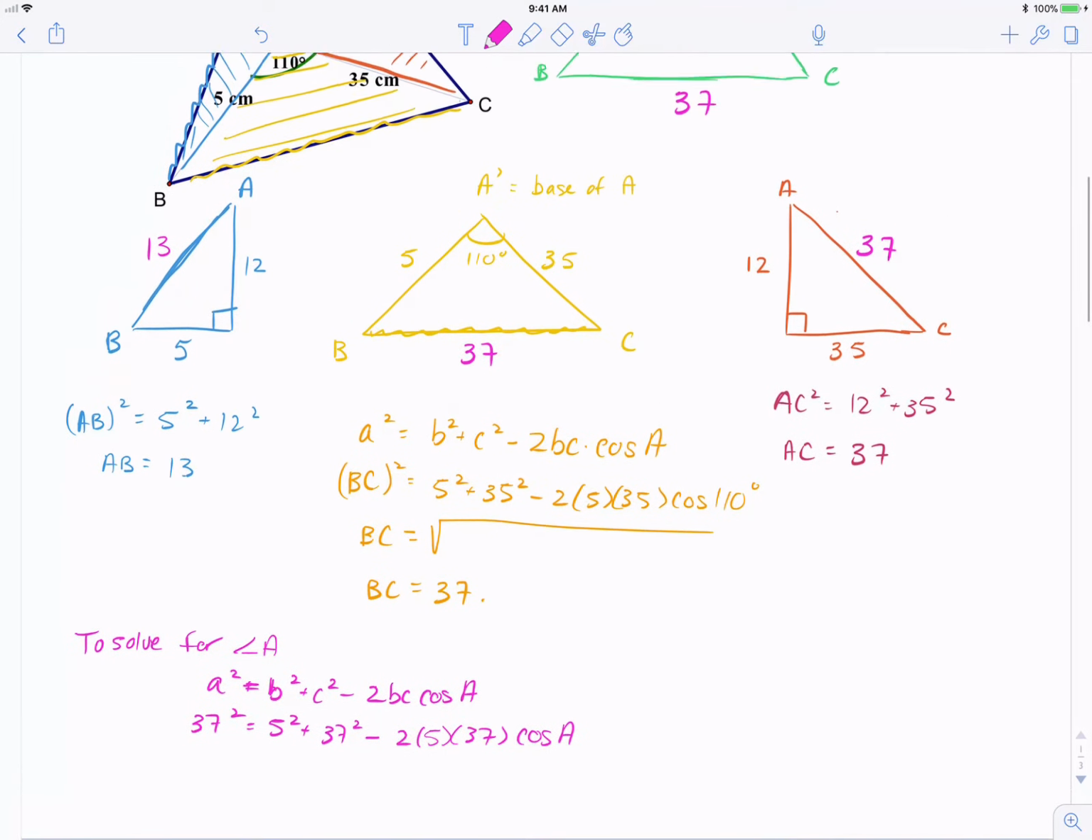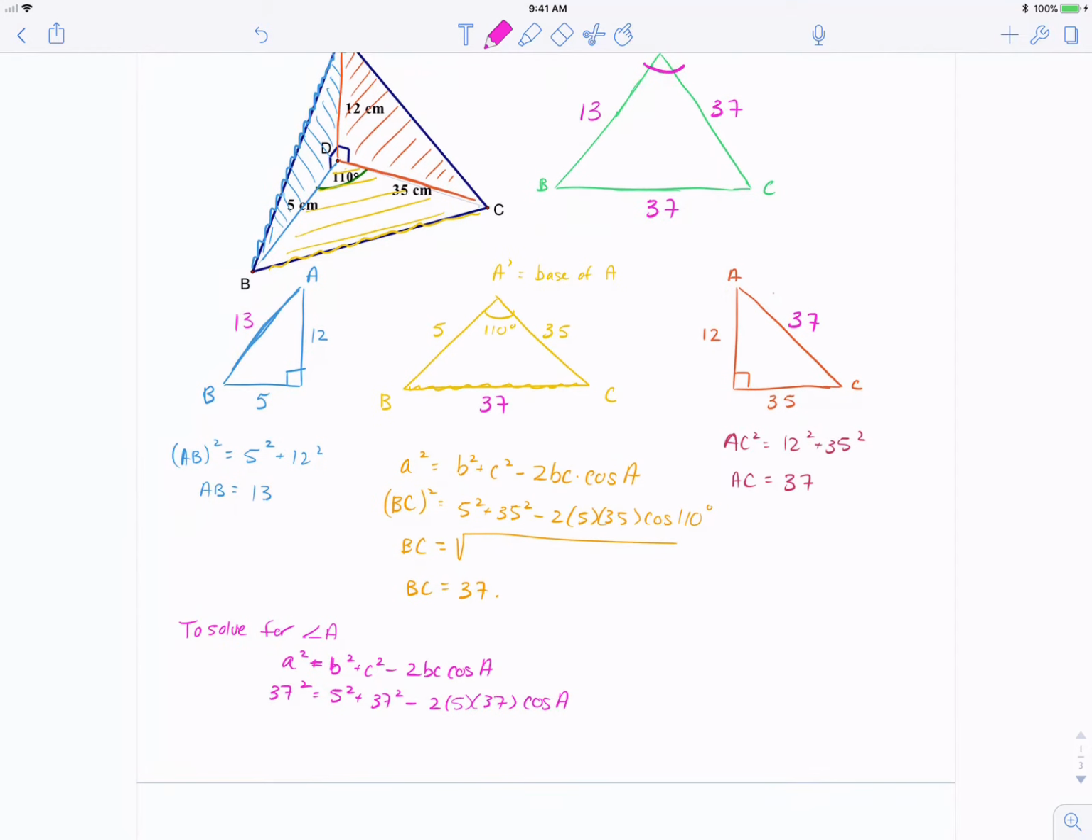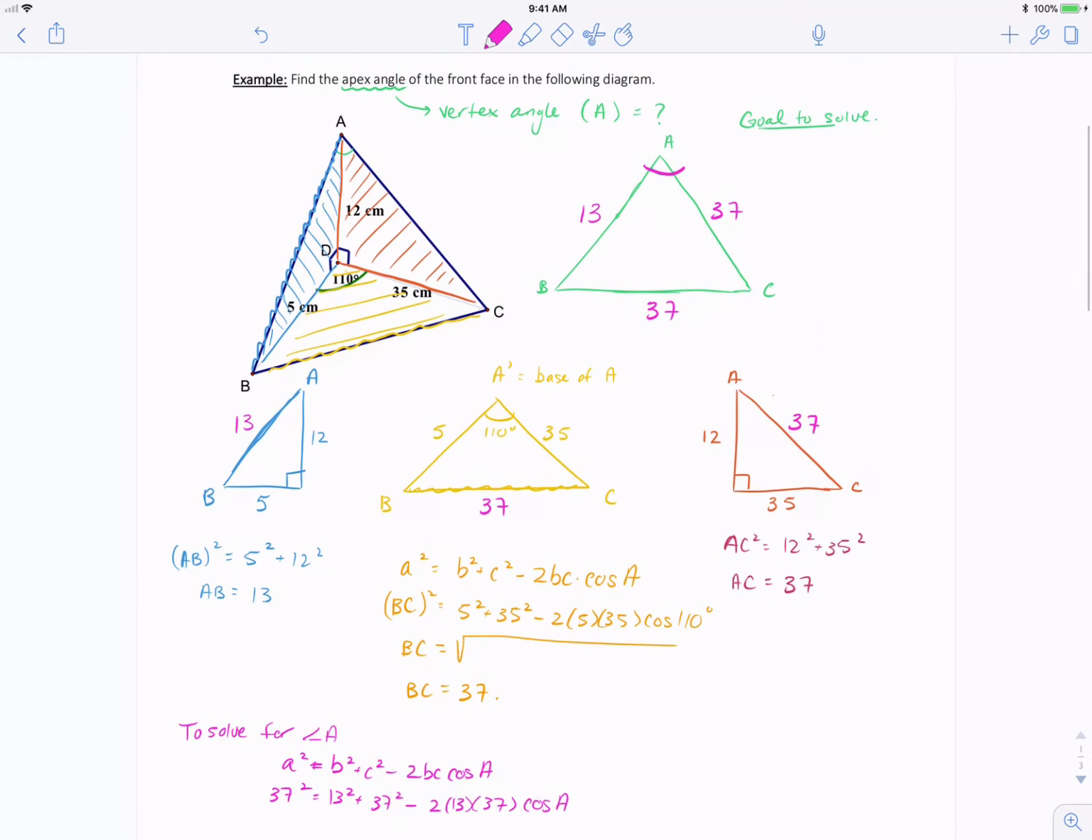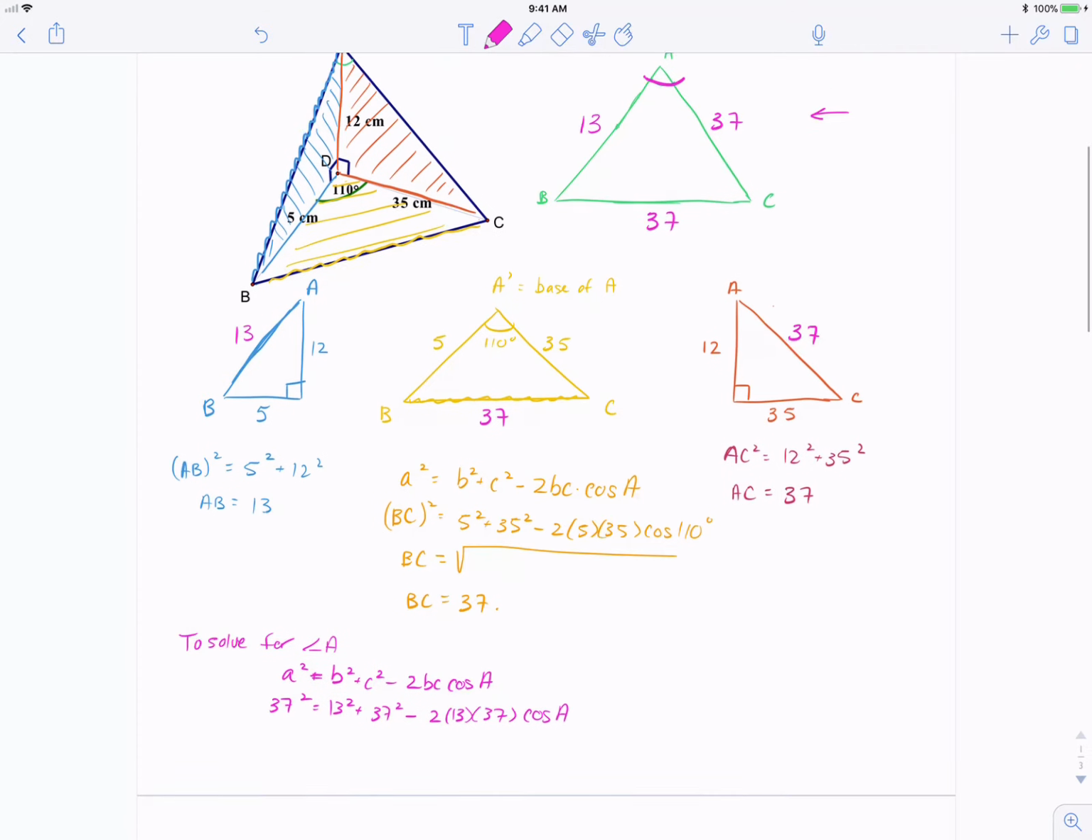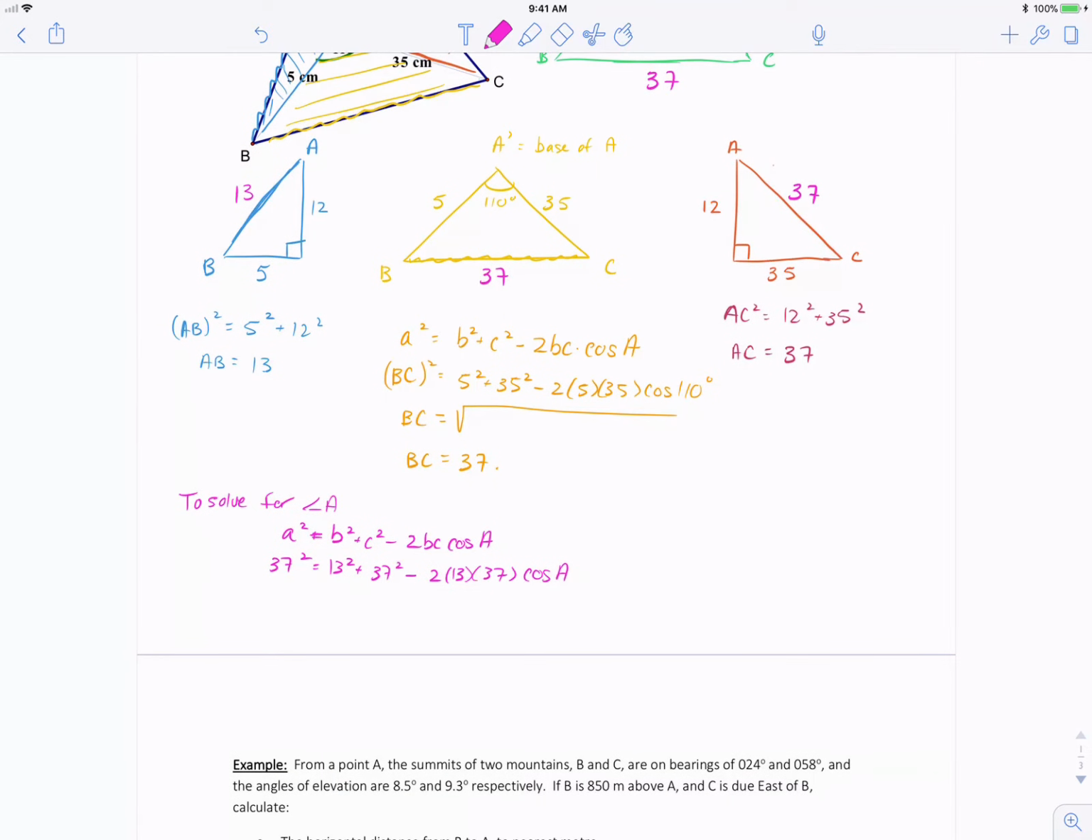Okay. Oh, I apologize. I'm just looking back to my diagram, and I copied B. B should be 13, not 5. The reason it should be 13, remember, I'm looking at this final triangle here. 13, 37, 37. So that's my fault. When I go through and rearrange, I'm going to get my cosine of my A and my A value to be 80 degrees.